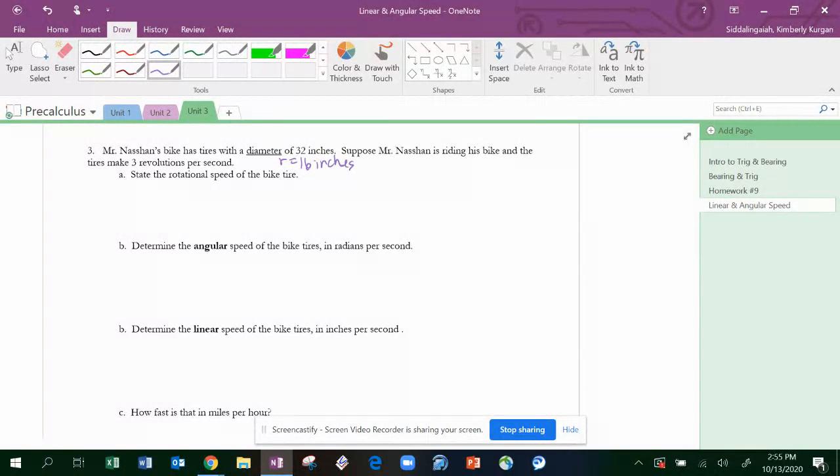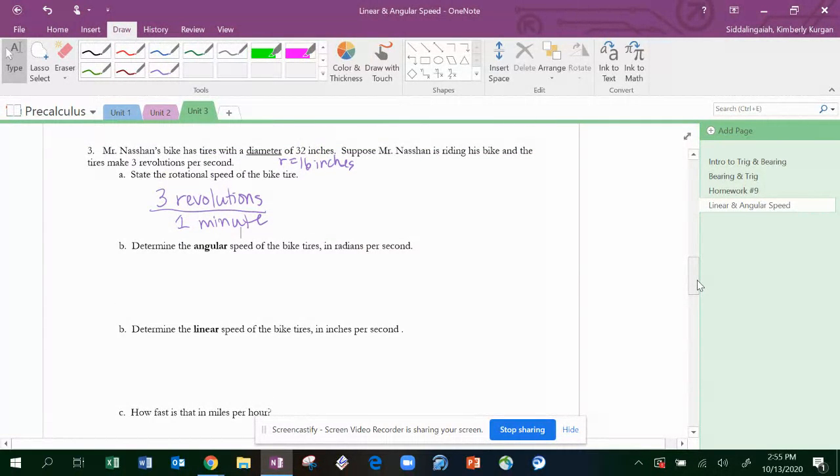So suppose Mr. Nash is riding his bike and the tires make 3 revolutions per second. Okay, so what's the rotational speed? Well, it's actually given to us in the problem. It is 3 revolutions per 1 minute. Okay, so that's not too bad.